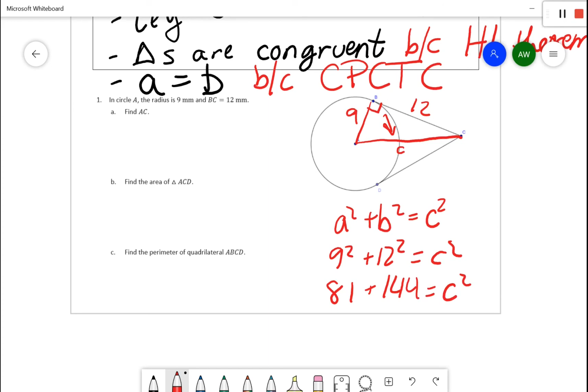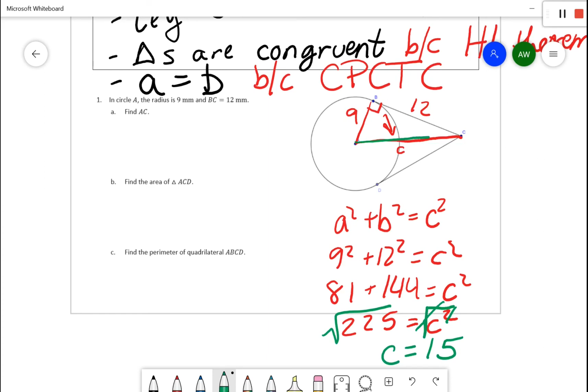At this point, you might want to put this in your calculator, or you can try to do it in your head. I believe this comes out to 225. Now, we know that 225 is much too big. It doesn't make sense in this circumstance, and that reminds us that we have to take the square root of both sides to get rid of the squared on the C. In the end, we should get that C is equal to 15. So that means side AC is 15 millimeters.